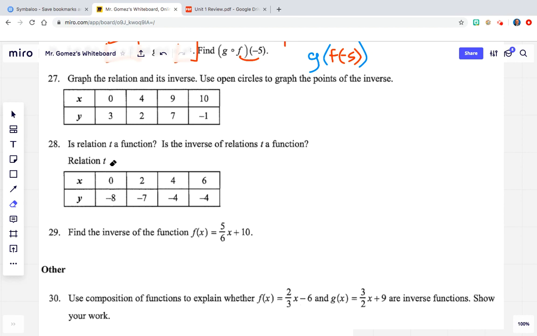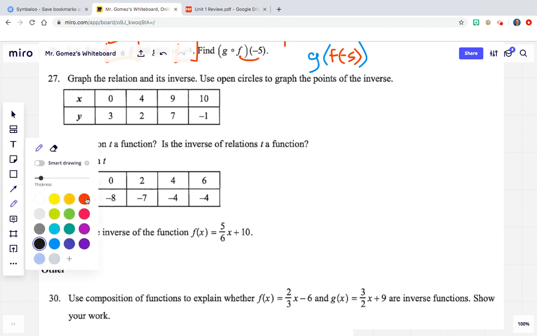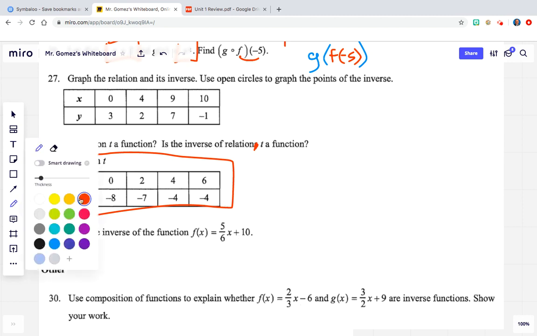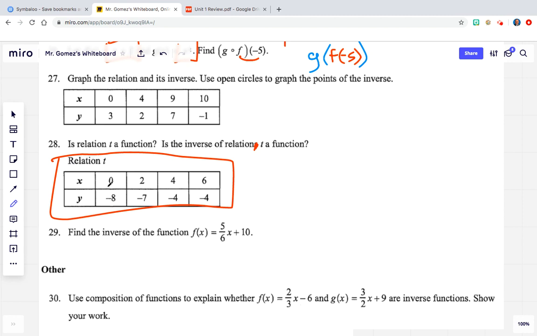They're saying, is the relation t a function? Okay, so this right here is relation t. Like all of these values are relation t. And they're saying, is it a function? And then is the inverse of relation t a function? I don't think this should have an s, it's just relation t. All right, so let's go ahead and look at it without graphing it. It didn't ask us to graph it.